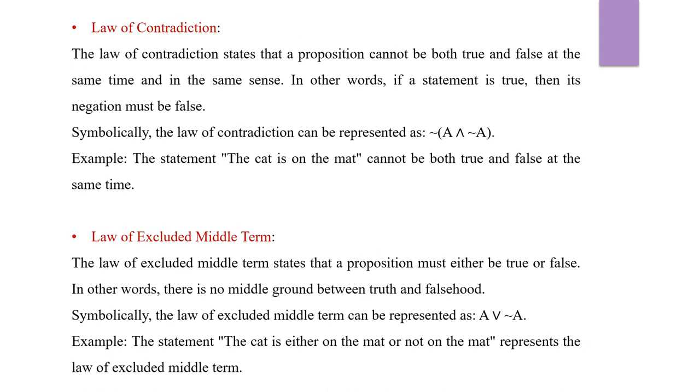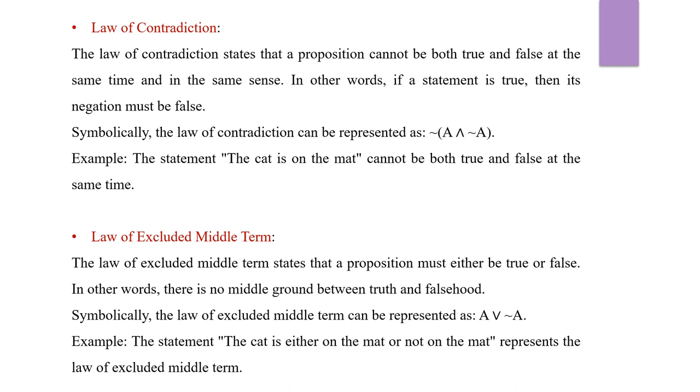Law of contradiction. The law of contradiction states that a proposition cannot be both true and false at the same time and in the same sense. In other words, if a statement is true, then its negation must be false. Symbolically, the law of contradiction can be represented as A and not A. Example: the statement "the cat is on the mat" cannot be both true and false at the same time.